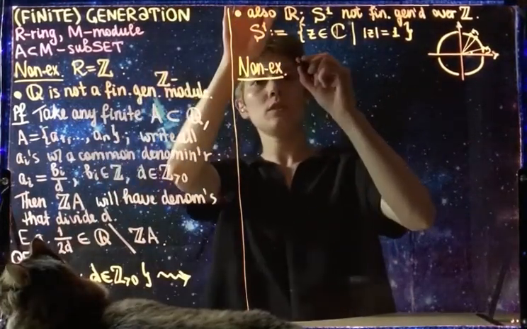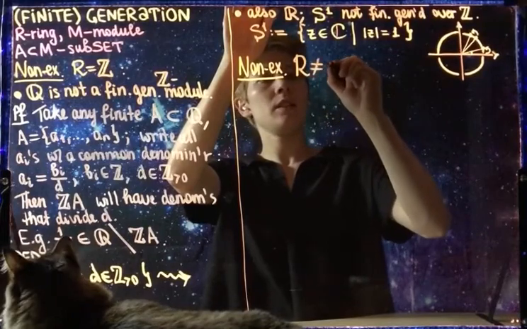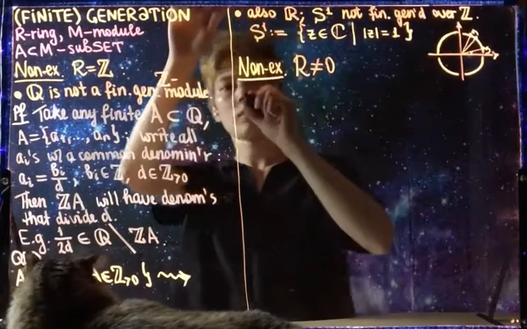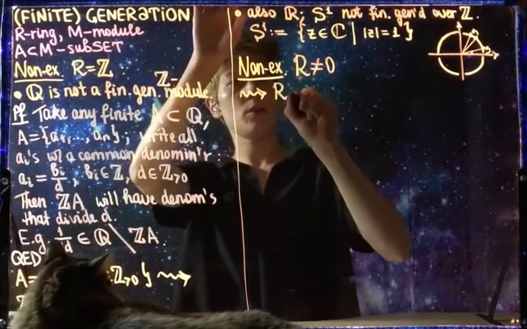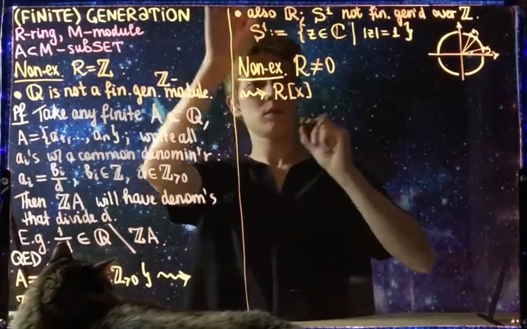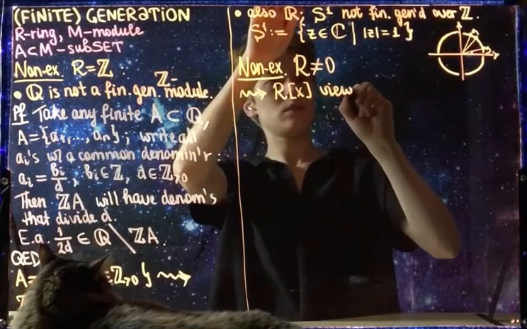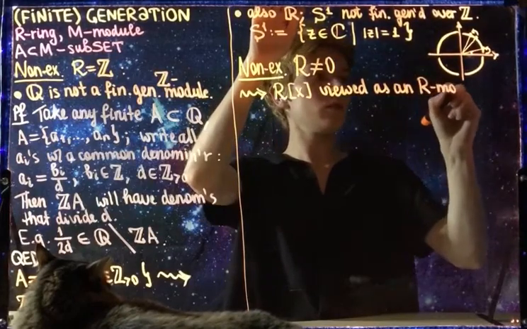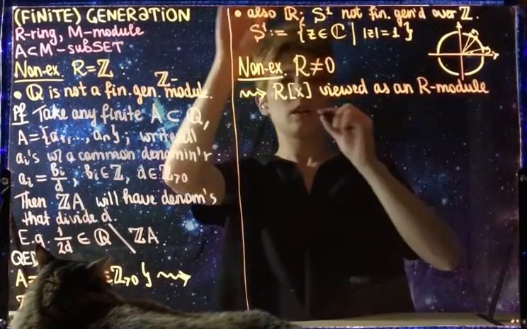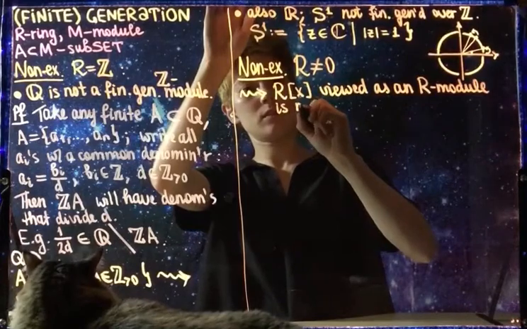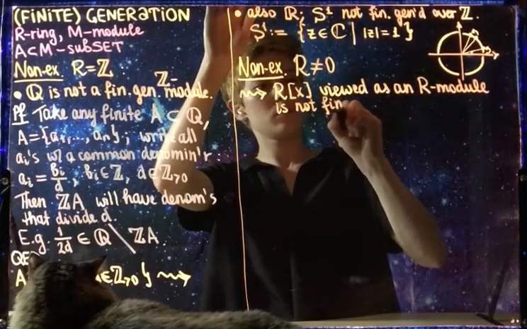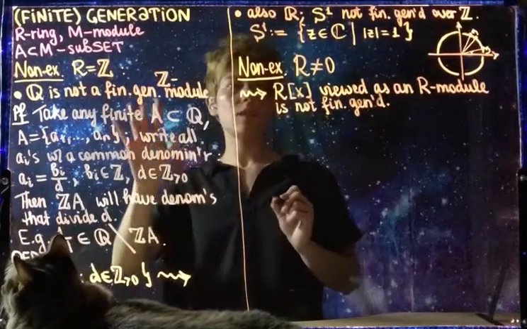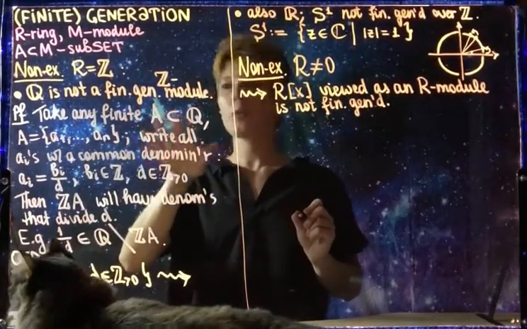Another non-example. Let's take any non-zero commutative ring R, and then the set of all polynomials R[x], viewed as an R module, is not finitely generated. So we argue the same way as for Q.